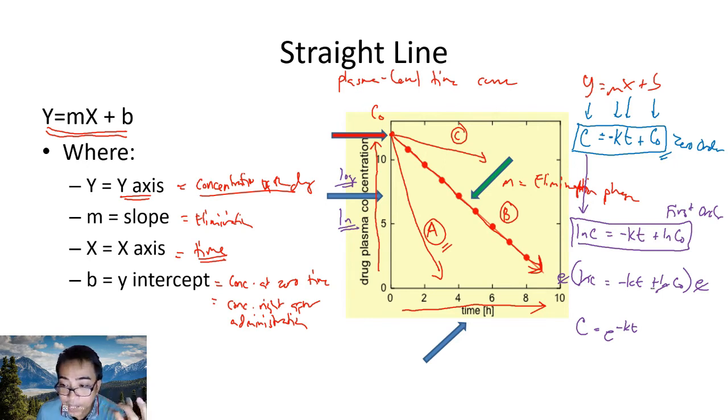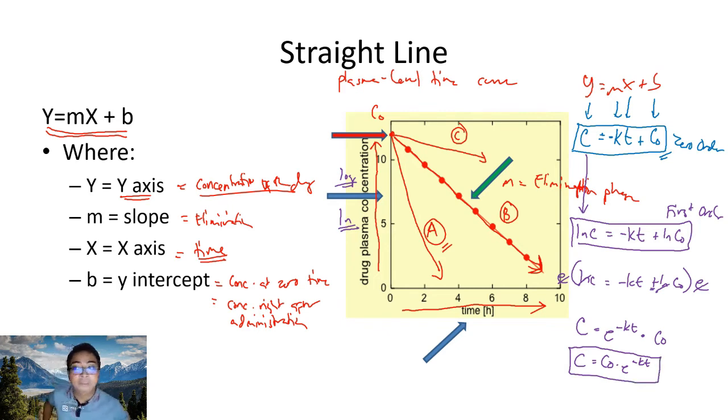Tapos, class, ang positive sign, ang plus sign dito, mawawala yan. Hindi yan magiging plus. Magiging positive sign na lang yan. And that would be C sub 0. So, it's going to be multiplied na lang. Now, rearrange the formula, class. Ang lalabas, C equals C sub 0 times E to the negative kt. And that is the simplified version of the first order reaction.